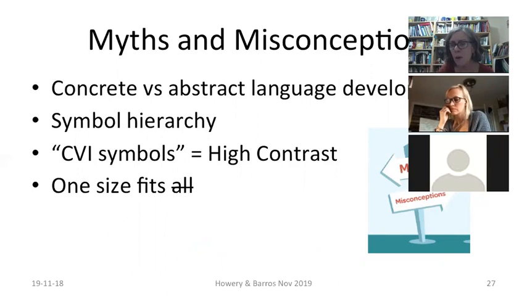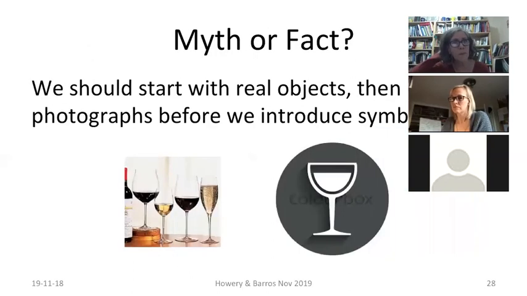So I'm going to just go through a couple of myths before we get to how we are going to actually unpack this. And I know I'm going really fast because we have lots to say. So these are some myths and misconceptions that are common in our world, or things that I often hear and things that have come up in other talks that I've heard, which is that we need to start with concrete things before we get to abstract language, that there's a symbol hierarchy, that the high contrast symbols that you might see on BoardMaker and other places are the CVI symbols, and then the big myth that we'll hit at the end, which is one size kind of fits no one. So this idea that we should start with real objects, then go to photographs, then introduce a symbol.